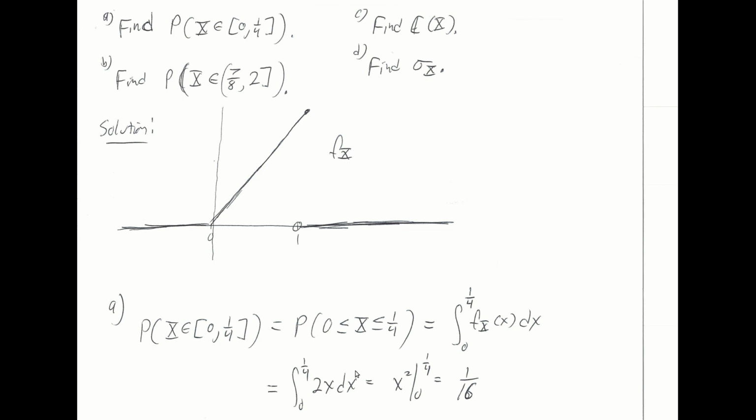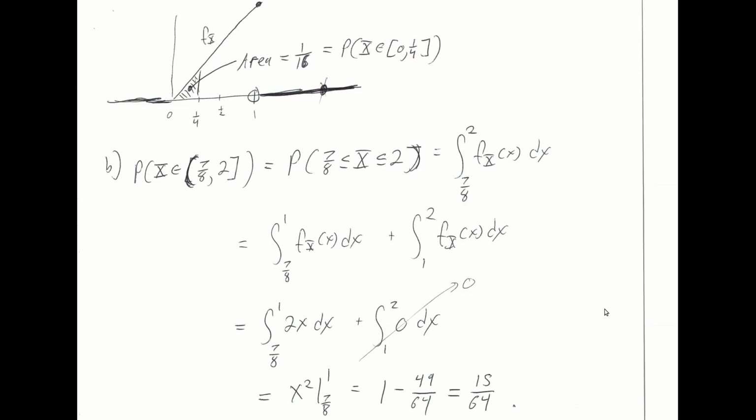There's a 1 in 16 chance of the random variable actually showing up in that interval.